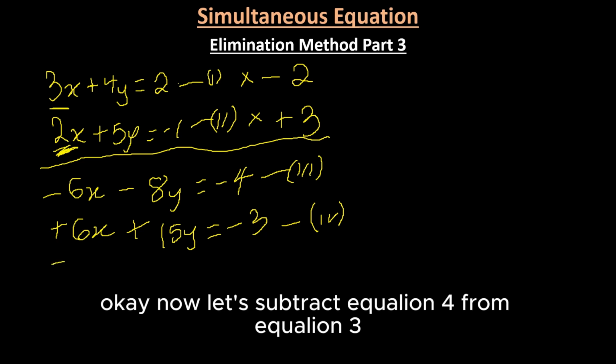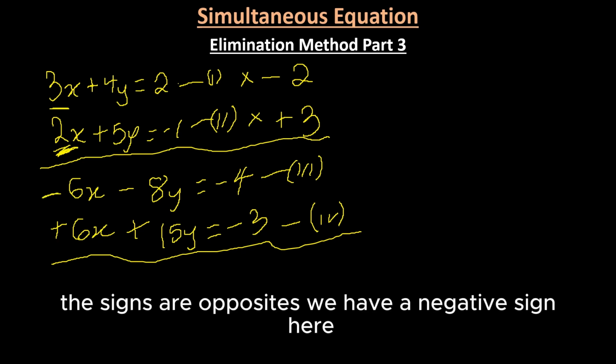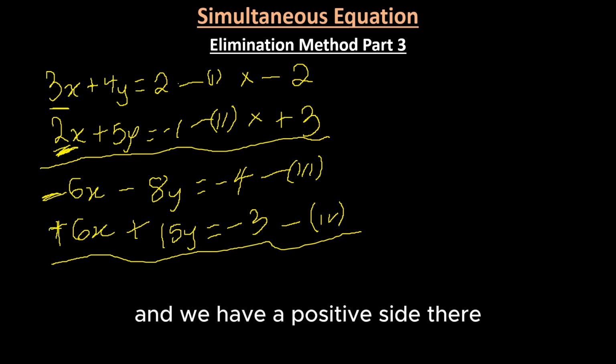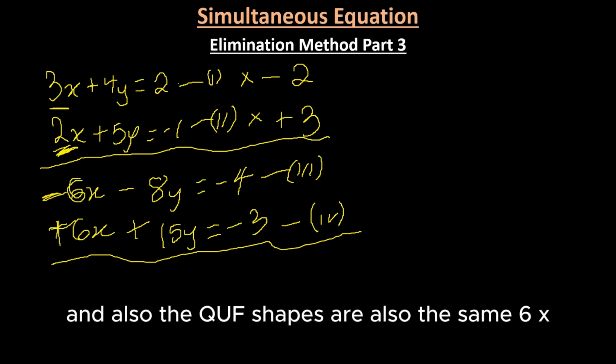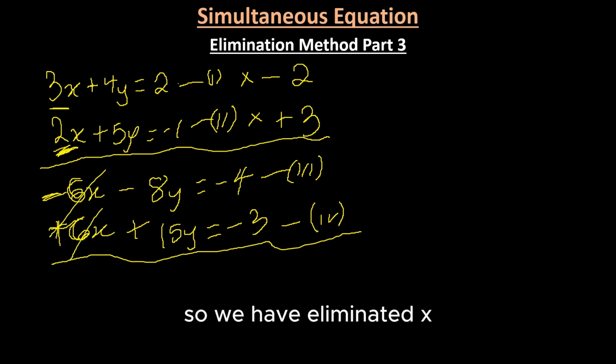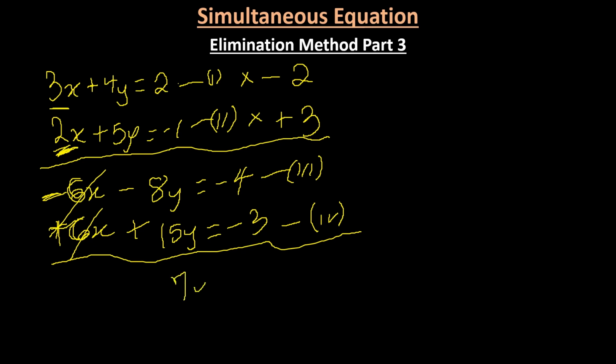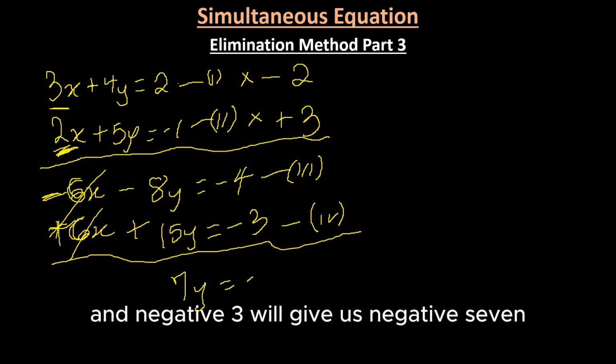Okay, now let's subtract equation 4 from equation 3. As you can see now, the signs are opposite. We have a negative sign here and we have a positive sign here. And also, the coefficients are the same, 6. So we can say 6x minus 6x will give us 0. So we have eliminated x. Here we have negative 8y plus 15y. That will give us 7y. Then negative 4 and negative 3 will give us negative 7.